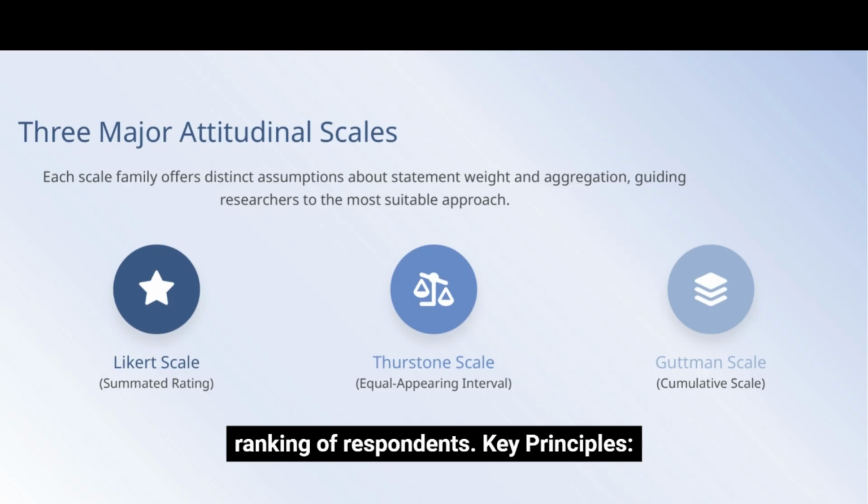Key principles: each statement has equal importance, a key limitation. Relative measurement places respondents relative to each other, not absolute. Scoring is reversed for negative items to ensure consistent direction. The final score is the sum of numerical values for all responses.